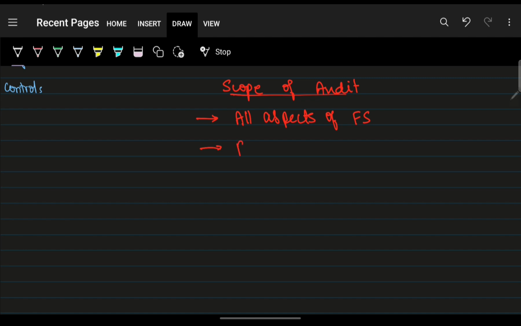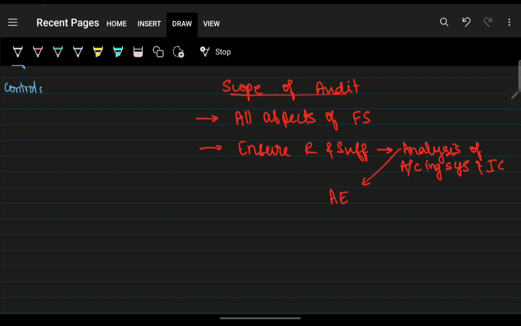ensure reliability and sufficiency. How do you do this? Through analysis of the accounting system and internal control. And how do you do this analysis? Through AEIOU: reperformance, external confirmations.